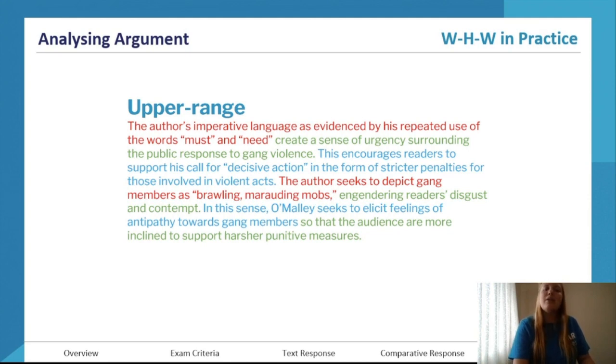Harsher punitive measures. Really good use of writer does words as well. Create, encourages, support, call for action hinted at there, but not fully stated, but your examiner would get that. Depict, engendering, seeks to elicit, and support, and those are great, effective use of meta language for verbs and what the author is trying to do. Something to aim for. You can get to this level of writing through practice. You have the rest of the year to get to this level.